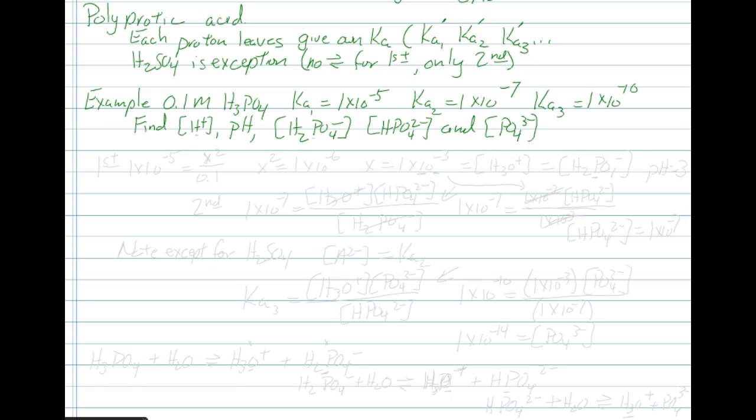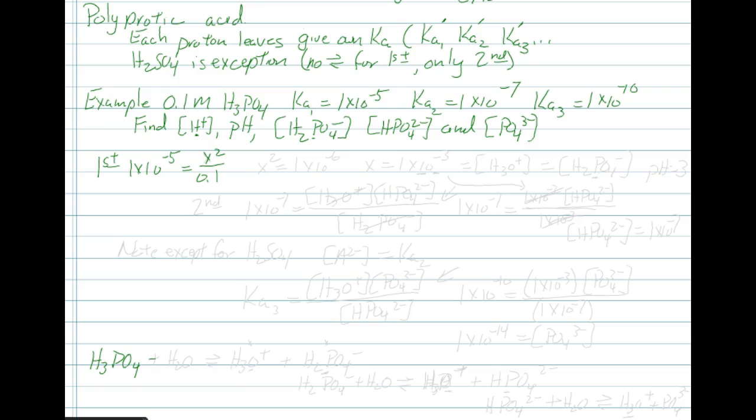Okay? First one is no big deal. It's what we've been doing all along. Let's just jump in with this because it's the strongest acid present. So you got 1 times 10 to the negative fifth equals x squared over 0.1. This x squared is going to be H plus and H2PO4 minus. I'm going to write down that equation down here so you can see.